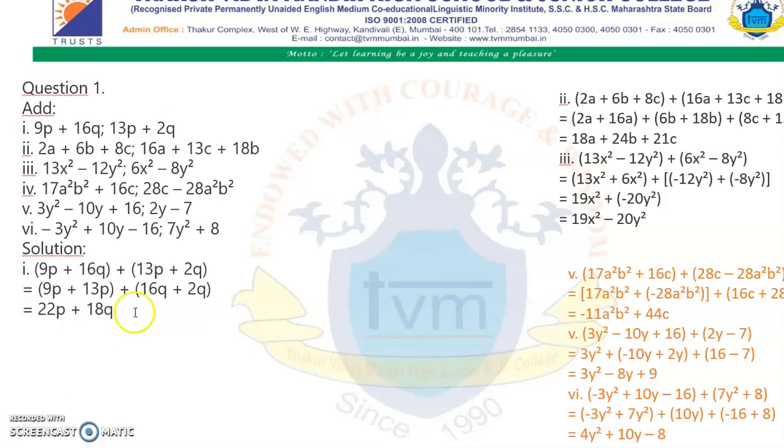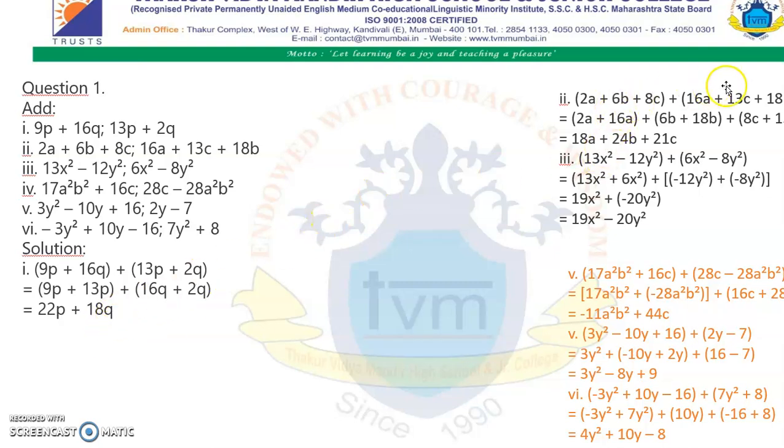Now let us see the addition of polynomials. First one is given 9p plus 16q, 13p plus 2q. You can see both are binomials. Open the bracket, bring the like terms nearby. We will get 9p plus 13p equal to 22p, 16q plus 2q, we get 18q.